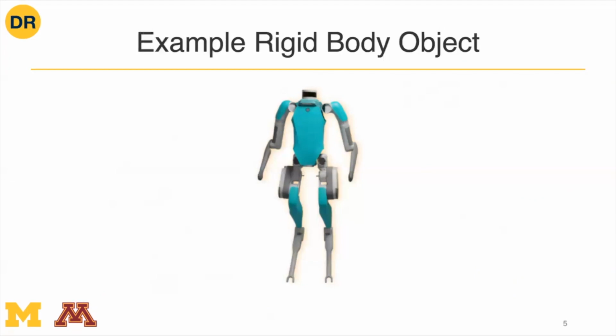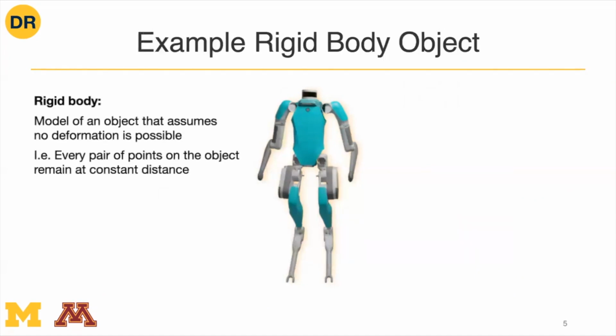Well, a rigid body object is defined as one where there is no deformation possible within the object geometry. Another way of saying that is we will consider a rigid body object one in which every pair of points that lie on the surface of this object remain at a constant distance. So there can be no deformations within the object itself, no matter which external forces or internal forces are being exerted on that object. You could imagine, in the case of this Digit robot, picking any pair of points along the body. If Digit is a rigid body object, then those points in 3D space should never change their relative distances, no matter how Digit moves.